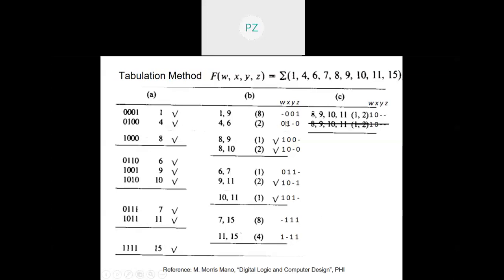Now in the third column, we are trying to combine adjacent groups. When I try combining adjacent groups, I see that 1 9 and 6 7 cannot be combined because they're varying in more than one place. Similarly, 1 9 and 9 11 will also not combine because they are varying in more than one place. You can see for yourself. 1 9 and 10 11 will also not combine for the same reason. Coming to 4 6 and 6 7, it doesn't combine, varying in more than one place. 4 6 and 9 11, that also doesn't combine because that is varying in more than one place.